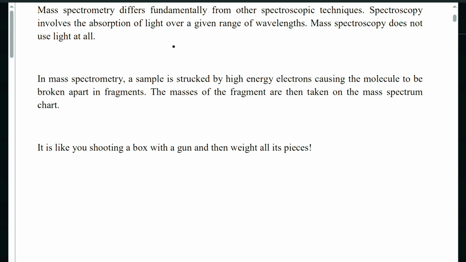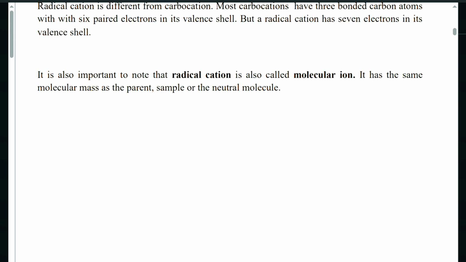a box. Let's say this is a box, or just any shape, right? And you fire a gun into it. It's going to be broken into fragments. We are going to have smaller, different fragments of it. Weighing everything here should give the weight of this particular substance, which will be seen on the mass spec spectra. So it's like shooting a box with a gun, right? So let's see the next thing here.